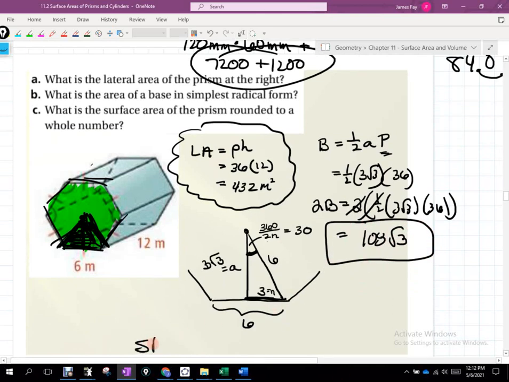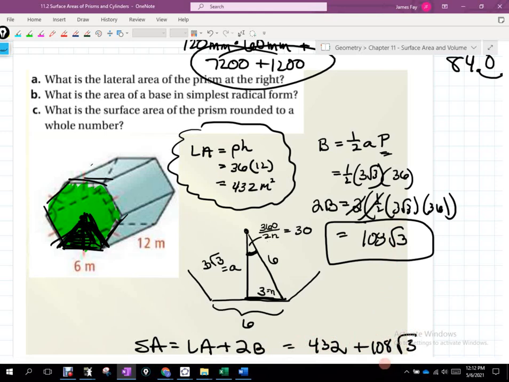Okay, so remember, surface area is lateral area plus 2 bases. Our lateral area was 432. Our 2 bases are 108 radical 3. And this would be meters squared. Can I combine these? No. Cannot add unlike radicals. Can't add a rational number to an irrational number and get a rational. Can we do that? All right.